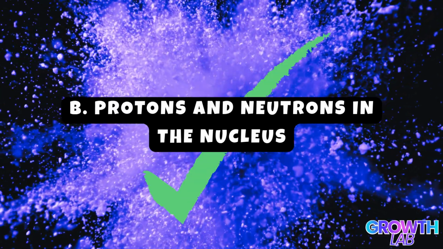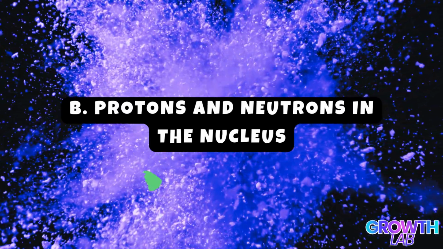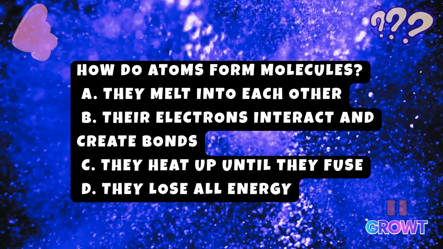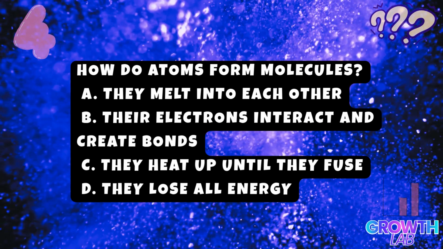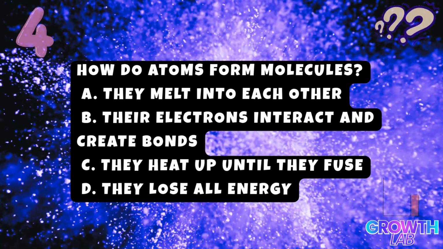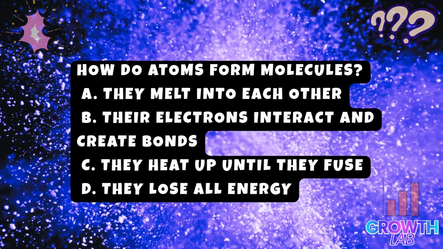Correct option is option B, protons and neutrons in the nucleus. These particles create the dense atomic core. Question 4. How do atoms form molecules? Answer options are: Option A, they melt into each other. Option B, their electrons interact and create bonds.